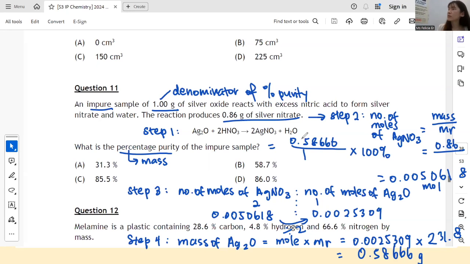Yep, so once you press the calculator, I think you can tell, right? You times 100, you shift by 2 decimal places, it should be 58.7. So answer will be B.